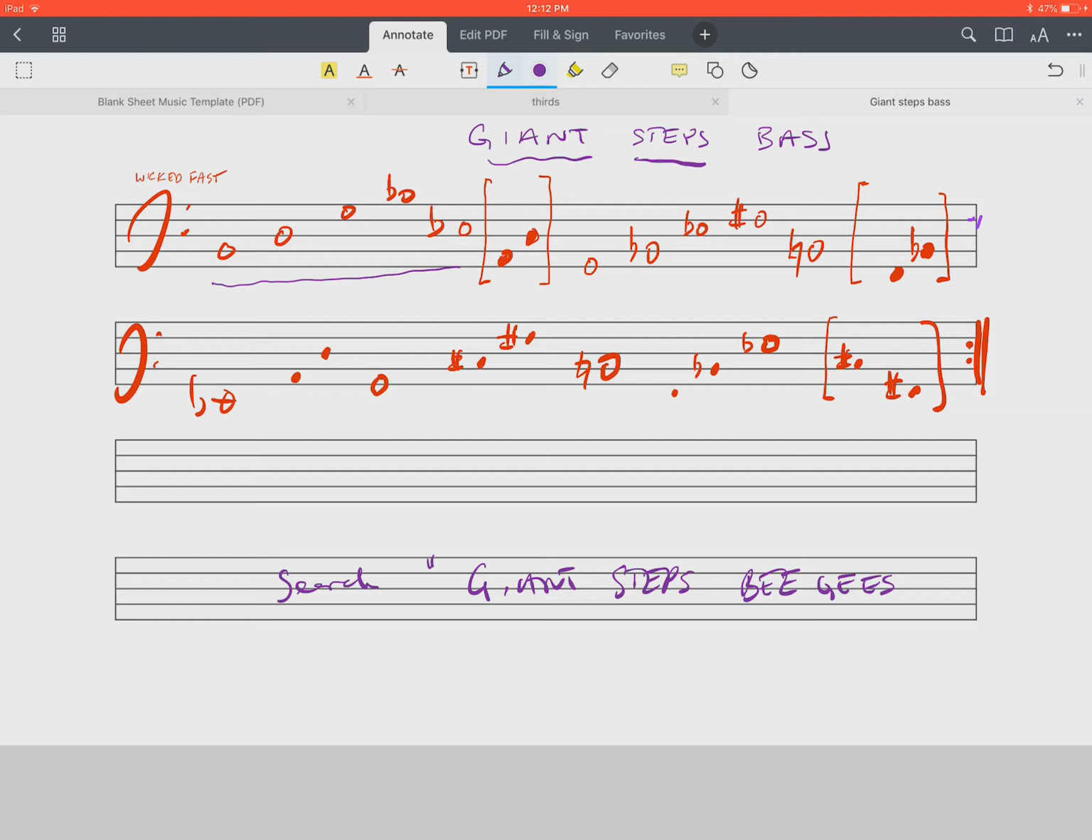Anyway, if you do a search, you'll find that in the early days of Melodyne, people did funny things. Anyway, we'll also listen to the real Coltrane version of this.